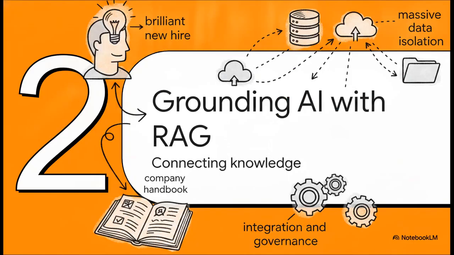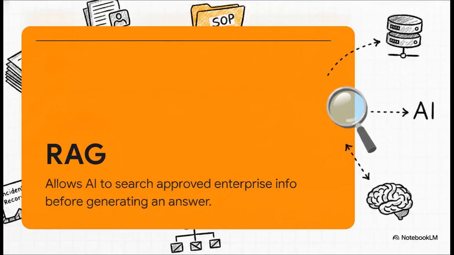Section 2. Grounding AI with RAG, connecting knowledge. So how do we solve that massive data isolation problem? We give that brilliant new hire the company handbook. We do that through Retrieval Augmented Generation, or RAG. Instead of asking an LLM to answer only from its general public training data, a RAG system first searches approved enterprise information. This means turning your internal architecture documents, incident records, standard operating procedures, and JIRA tickets into highly searchable data points, often using vector embeddings. The system retrieves that highly specific private context and feeds it to the AI just before it generates an answer.